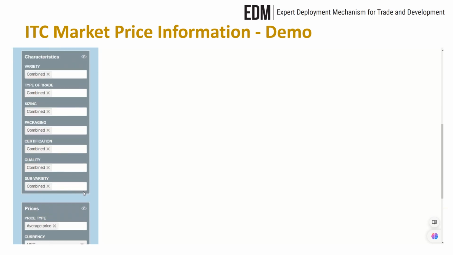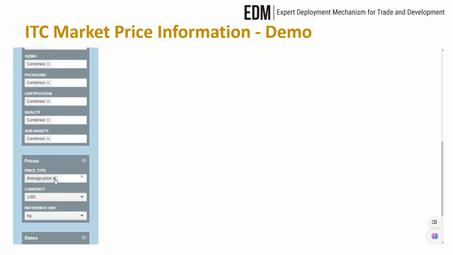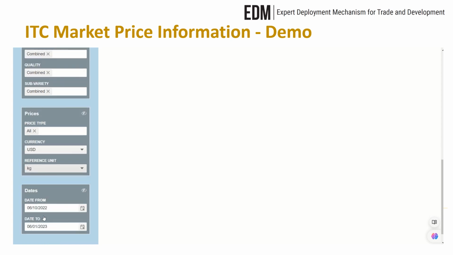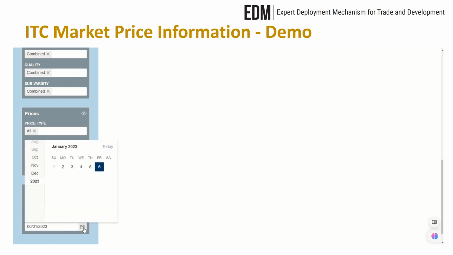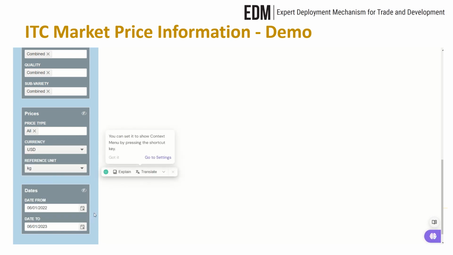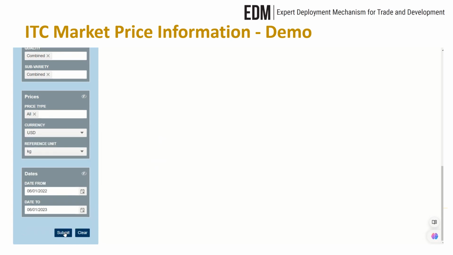You can also specify the type of price, that is average, minimum or maximum price, that you wish to analyze. You should also choose the currency and preference unit. Let us look at all prices in USD. The only reference unit available for avocado is kilogram. Finally, you need to select the period for which you would like to analyze the prices. Currently the tool has data between January 2022 and January 2023, so we will use this window. Now that you have selected all your filters, you can click Submit.